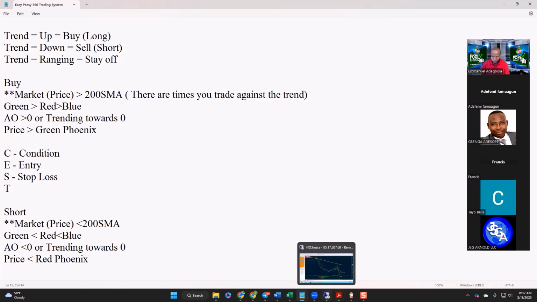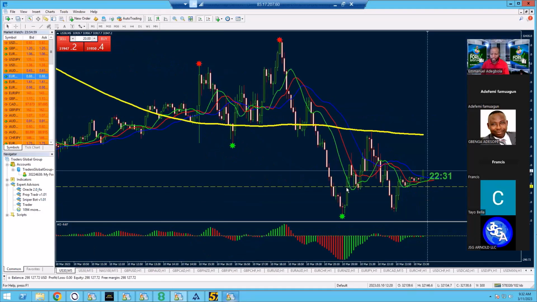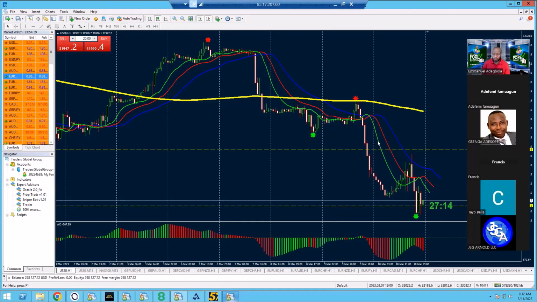Something happened yesterday. I actually traded this pair yesterday, US 30. I was trading on 5 minutes right here. It was a good day for me anyway, because when the news came out, I went long on US 30, and immediately I saw Phoenix. Let's see. Okay, so this was when the news came out. That would be around 14:30, somewhere around that time anyway.